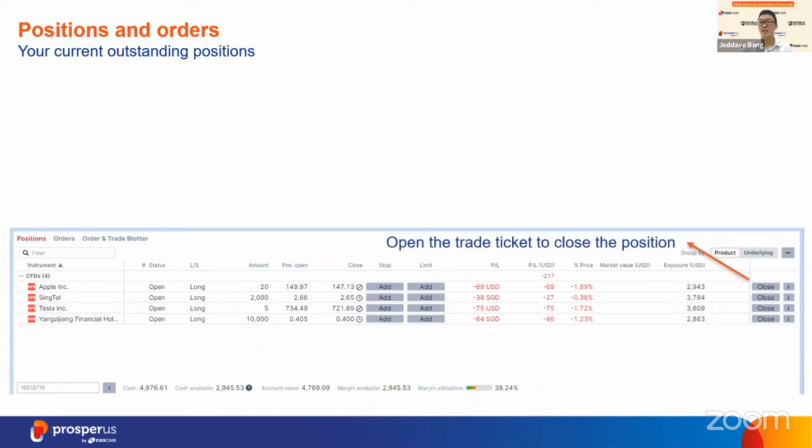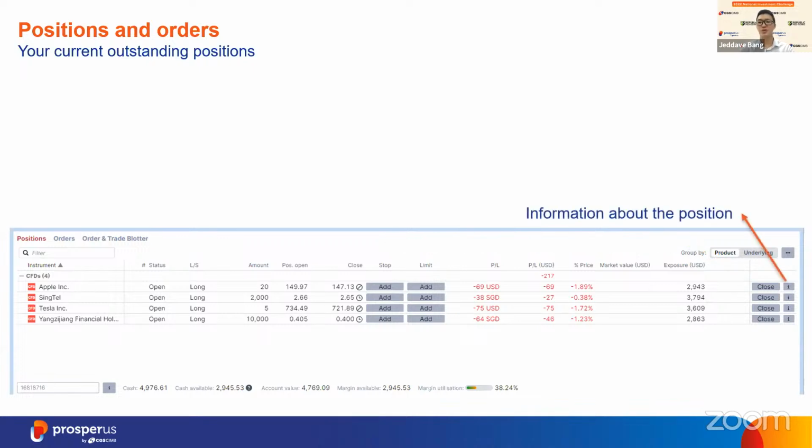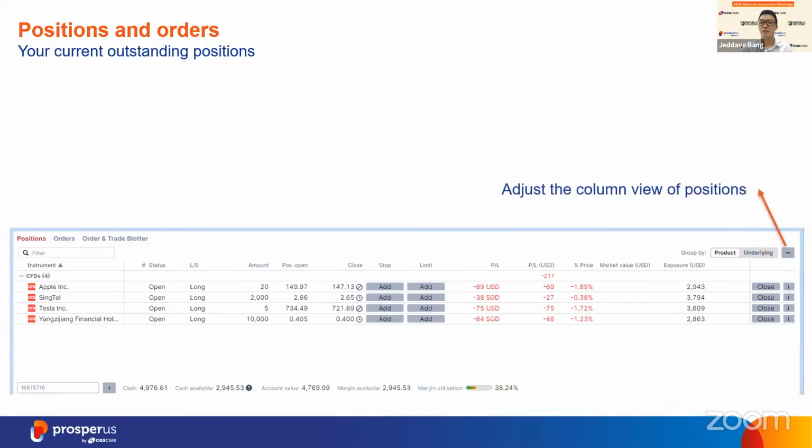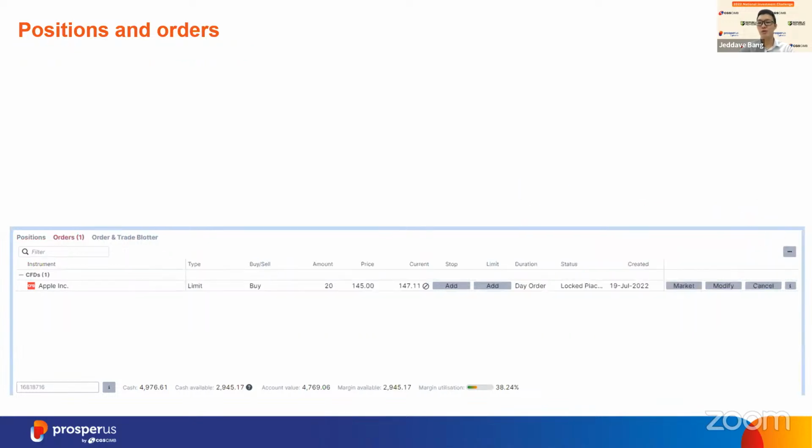Okay. Next, of course, when you click close, you open the trade ticket to close the position. Do take note, this is the ideal method to close any position that you have. Okay. Next is when you want to see information about the position that you currently have. Like for instance, you want to see what the cost that you have paid. You want to see what is the exchange rates you have quoted. For example, if you're trading a Singapore market share with USD, you can see your exchange rates that you have taken up here as well. Okay, all under the I. All right. Then next, of course, you can adjust the column view of the positions. Okay.